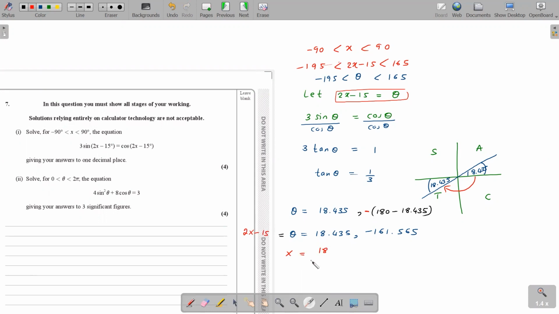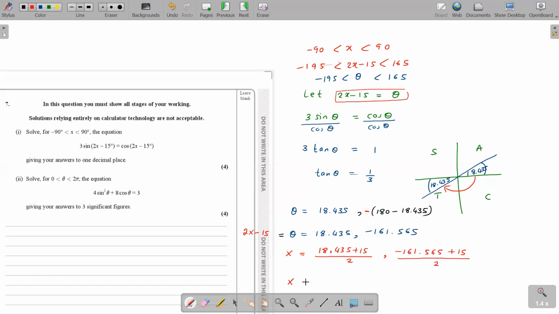We need to make x a subject. Theta is 2x minus 15. To make x a subject, you take 15 to the other side as a plus and divide by 2. So both these answers, you will add 15 and divide by 2. Are you with me? 18.435, we add 15 and we divide by 2. And the other answer, minus 161.565, we add 15 and divide by 2. Now this is the final answer.